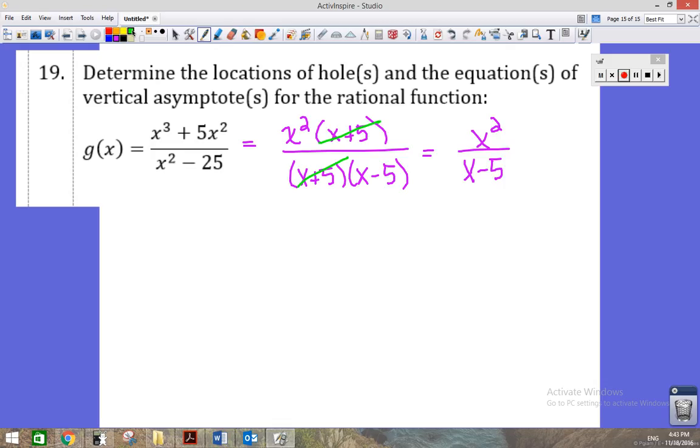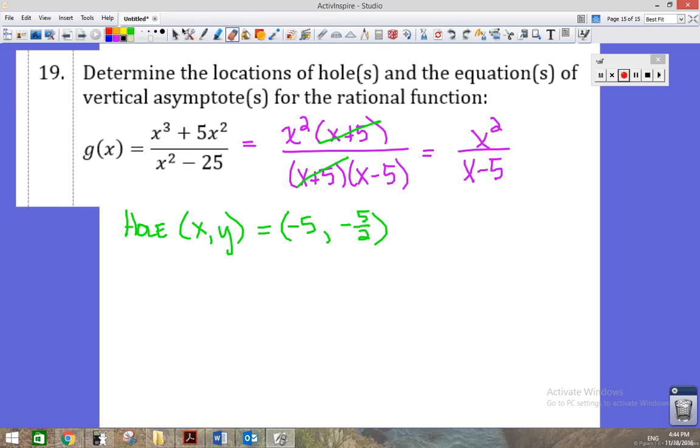So since I have a canceled factor here, I know I'm going to have one hole in the graph. I need to provide the location of that hole, the x-coordinate and the y-coordinate. The x-coordinate is pretty simple. X plus 5 equals 0, so x is negative 5. Now we plug negative 5 into this expression, and in the numerator, negative 5 squared is 25, and in the denominator, negative 5 minus 5 is a negative 10, and both of those are divisible by 5, so I have a negative 5 over 2 as my y-coordinate, because that reduces to negative 5 halves.